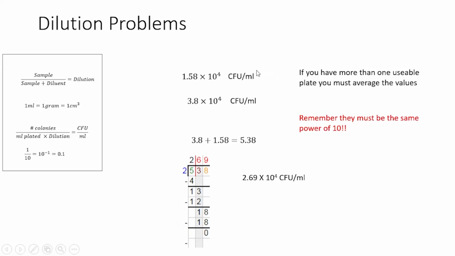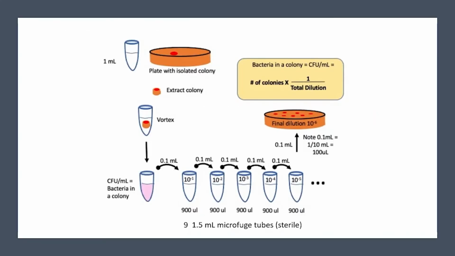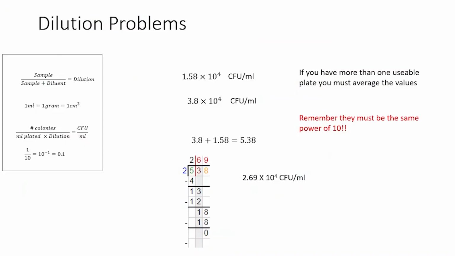And what you guys do to average them is you just add these numbers up and divide by 2. So 3.8 plus 1.58 is 5.38, and then you divide by 2. Terrible math stuff, and you come up with 2.69 times 10 to the 4th CFU per mil. Oops, and put a square around it, which I didn't do because I'm bad at PowerPoints.